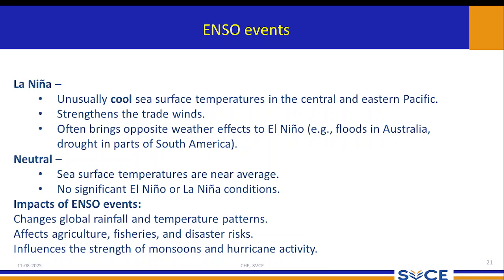One strengthens the trade wind, another weakens the trade wind. Okay, what is neutral? Obviously, it does not have any effect, right? No significance of El Nino or La Nina condition. Sea surface temperatures are near average.